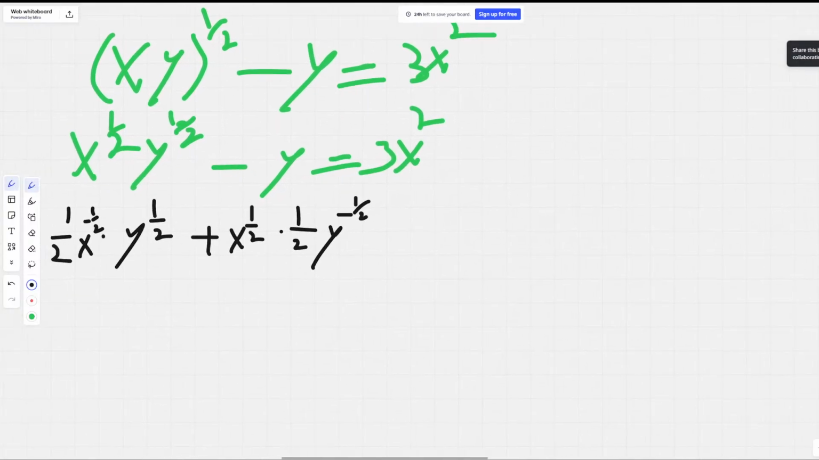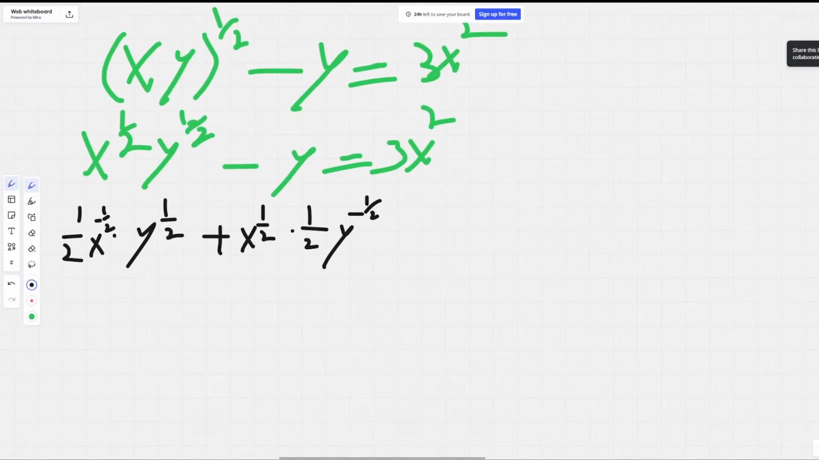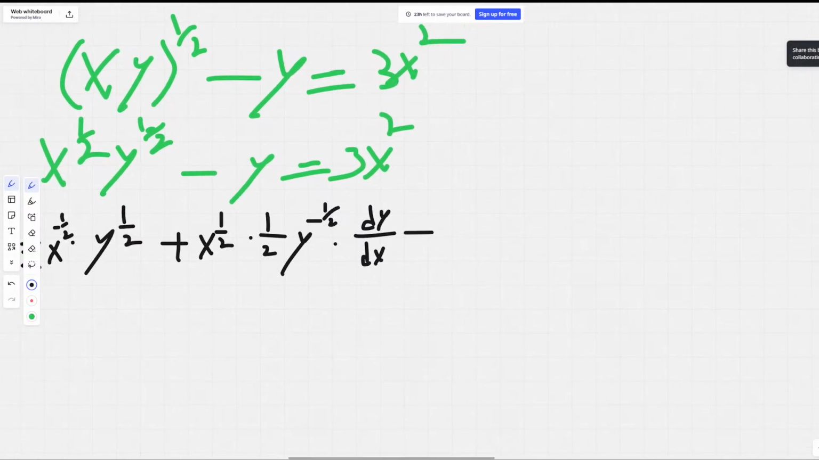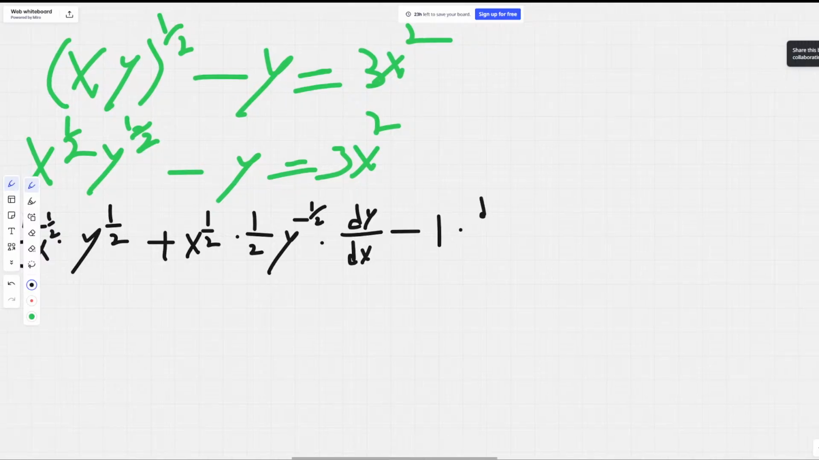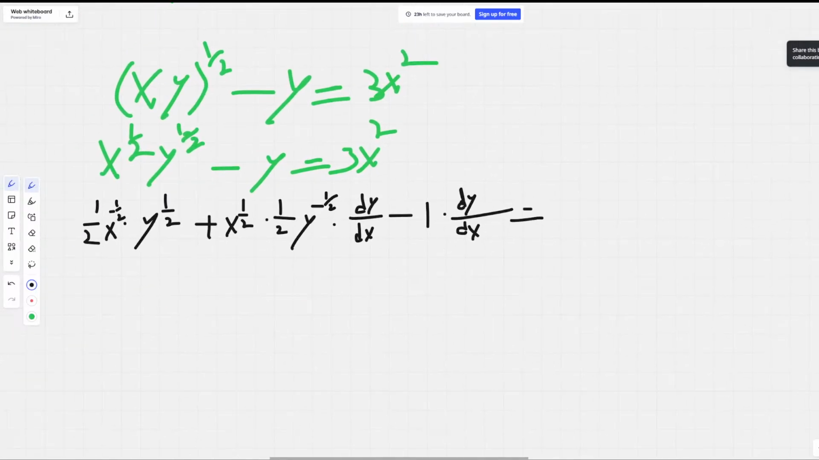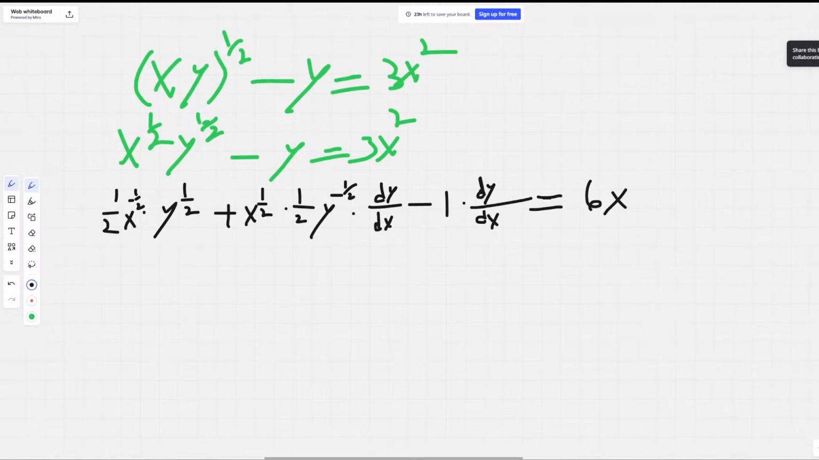Y to the power of -1/2. And now we get the derivative of y. That's an x. X, perfect. Minus 1 y dx equals 6x. That's it for that side.